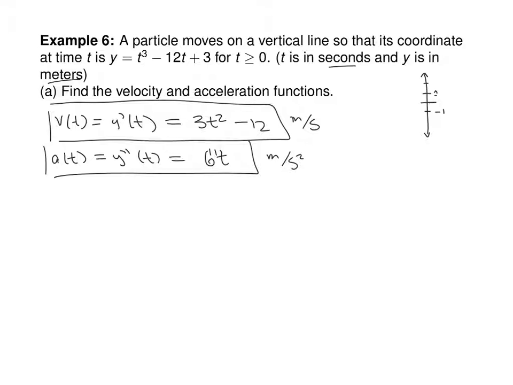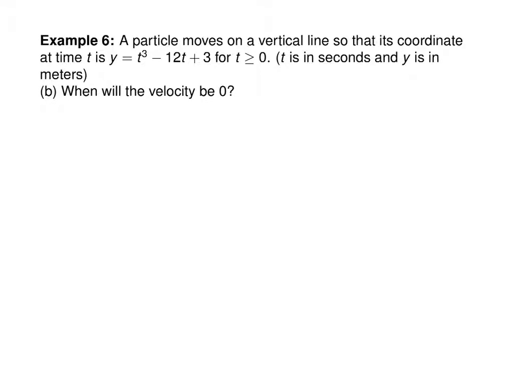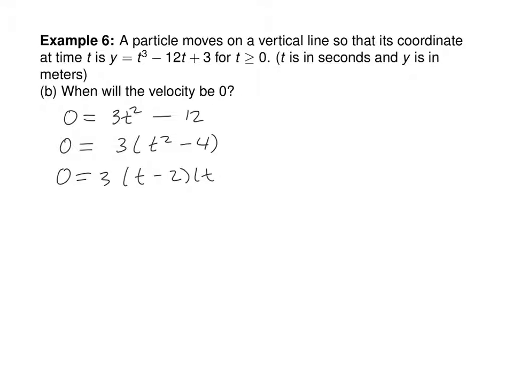Okay. When will the velocity be 0? So you set 0 equal to 3t squared minus 12, right? So technically, for this problem, you do get 2 t's at least initially. If you just solve velocity equals 0, you get t equals positive 2, t equals negative 2. Because I said t had to be positive, you just say t equals 2, right? Okay.